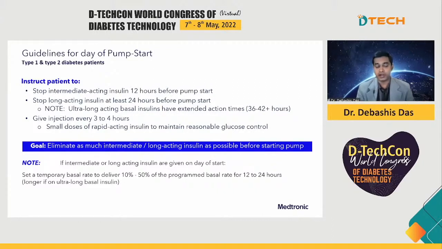Or if you cannot stop, or if it is difficult, then let the patient come to your clinic the day you want to start the pump. Whatever the calculation, you just reduce the basal rate. You give the patient a temporary basal rate, reduced by 50% or 80%, for the amount of hours Glargine or Degludec is going to act. So you give a temporary basal rate for 12 hours or 24 hours, and then automatically the system goes into the original basal rate. You can do that also.